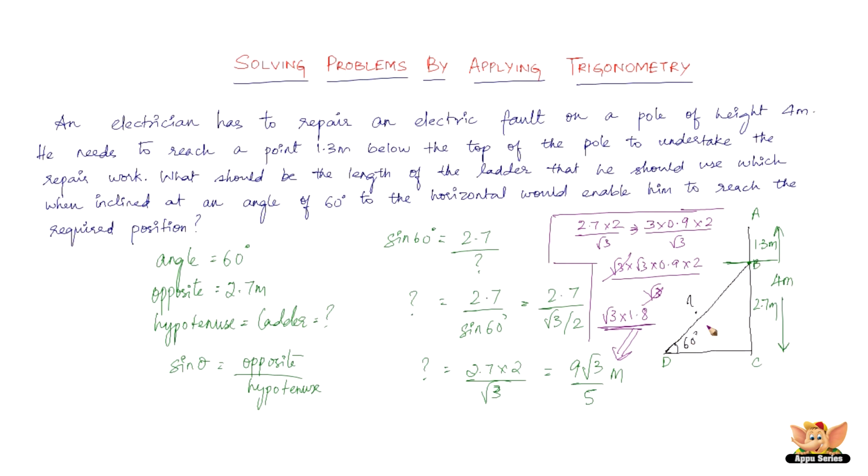All right. So the length of the ladder, if it has to reach the point of repair and if it is inclined at 60 degrees, is 9 root 3 over 5 meters.